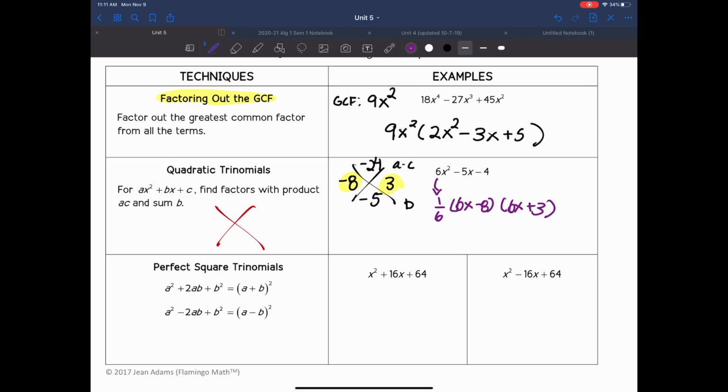And obviously, I need to simplify this a little bit. Now, at first glance, this might be a little tricky because if I distribute this 1/6 into any two of those, I'm going to have fractions left over.